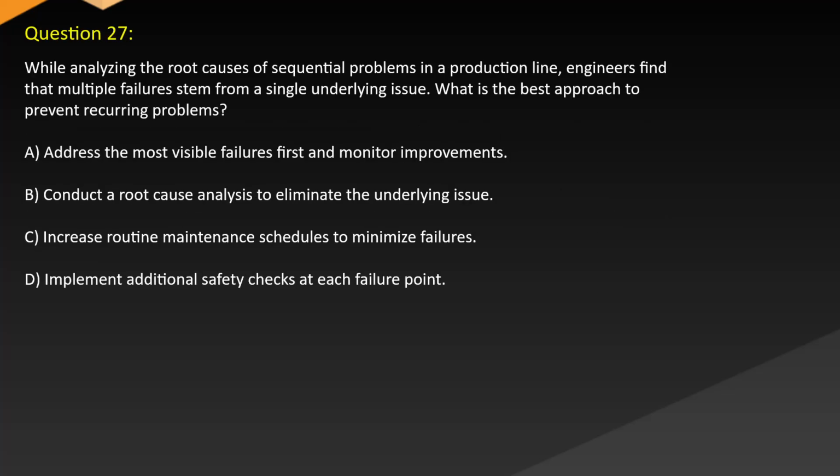Question 27. While analyzing the root causes of sequential problems in a production line, engineers find that multiple failures stem from a single underlying issue. What is the best approach to prevent recurring problems? A. Address the most visible failures first and monitor improvements. B. Conduct a root cause analysis to eliminate the underlying issue. C. Increase routine maintenance schedules to minimize failures. D. Implement additional safety checks at each failure point.